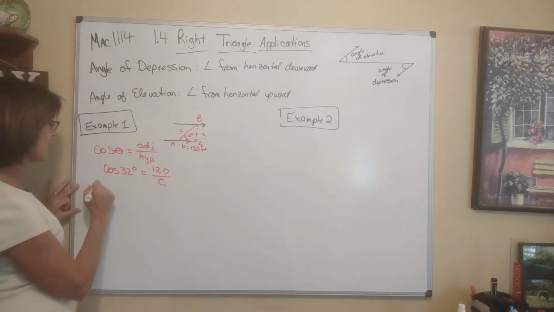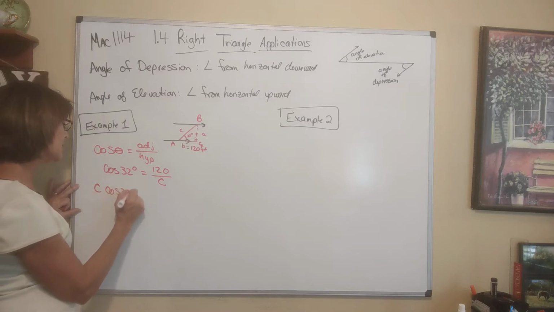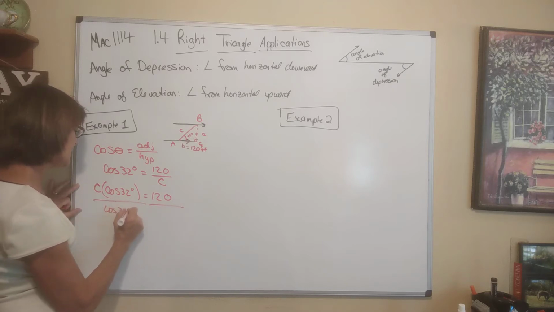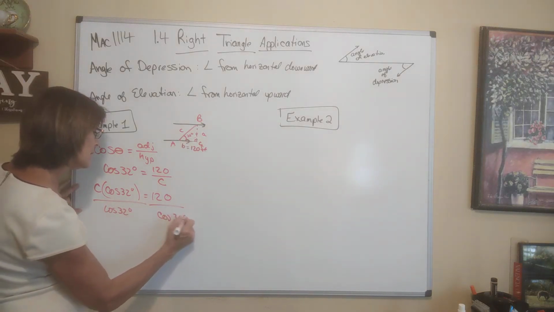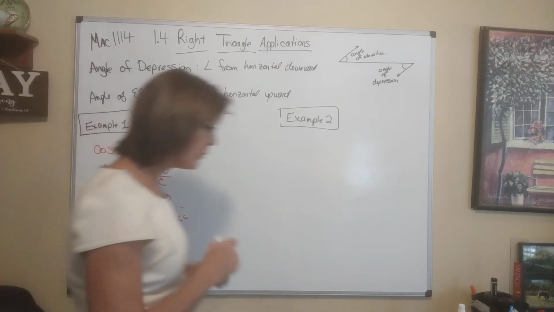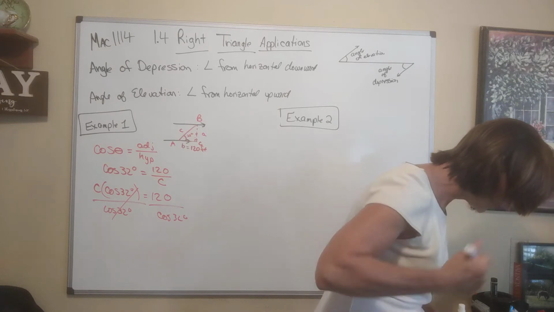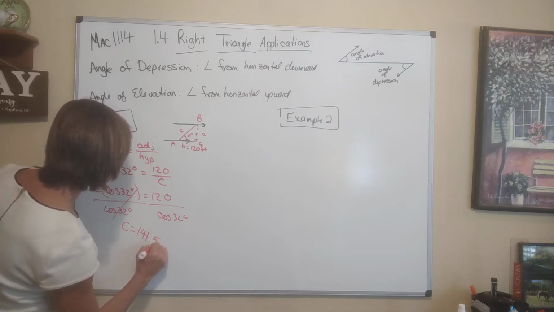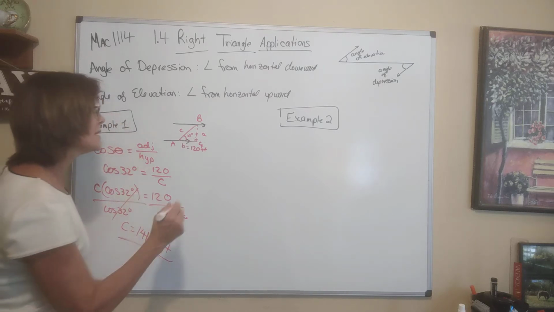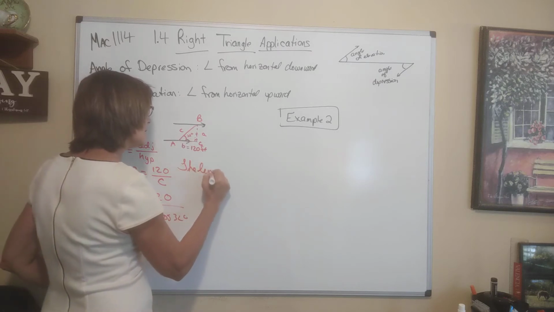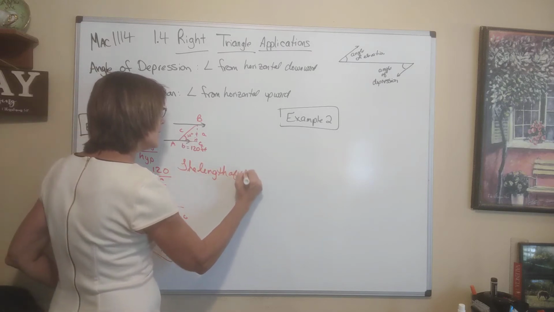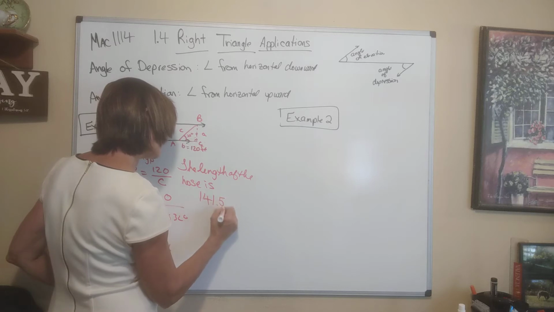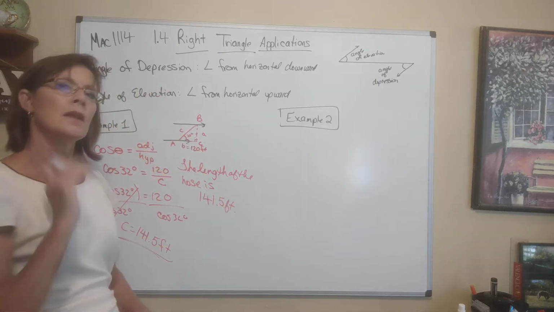I'm going to kill my fraction. C times the cosine of 32 degrees is equal to 120. Now we'll just divide by the cosine of 32 degrees, and we can solve for C. And when we do that, we find that C is equal to 141.5 feet. And so we can write a sentence. The length of the hose is 141.5 feet long. So there we go.